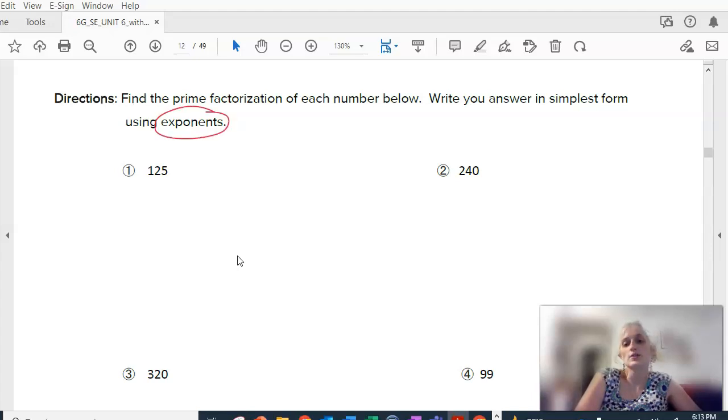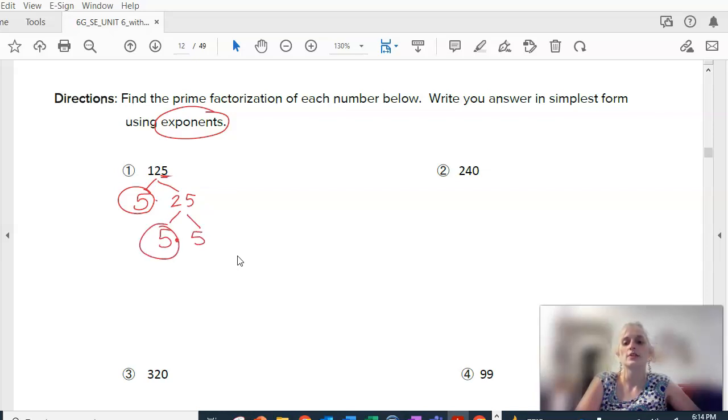Okay, 125. Well, based on that 5, I know we can divide it by 5. 5 times 25 equals 125. 5 is a prime number, so I circle it. 25 is a composite number, so I have to keep decomposing it. What times what makes 25? Ooh, 5 times 5. 5 times 5 equals 25.